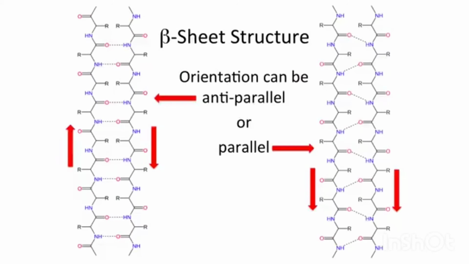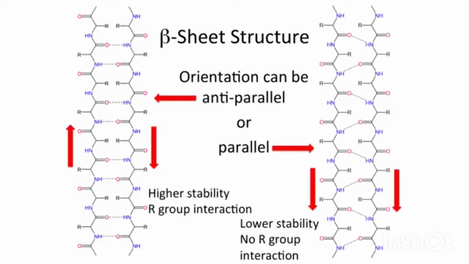Now, it turns out that the orientation in beta sheets can be either anti-parallel, shown on the left, or it can be parallel. And you might notice that there are some differences. And you might think just for a minute about whether those differences would result in distinctions in the stability, knowing that hydrogen bonds that are linear are stronger than hydrogen bonds that are kind of bent. So in fact, there is higher stability and the possibility of R group interaction in the anti-parallel.